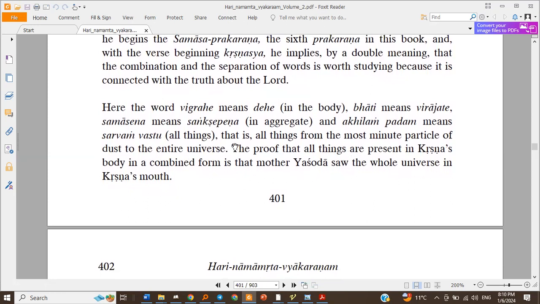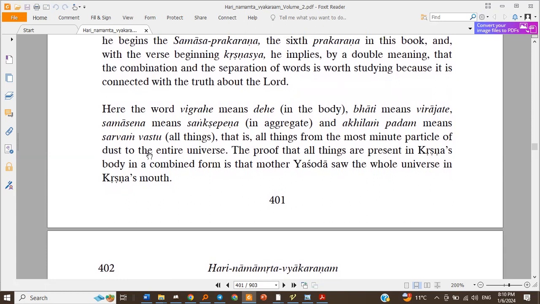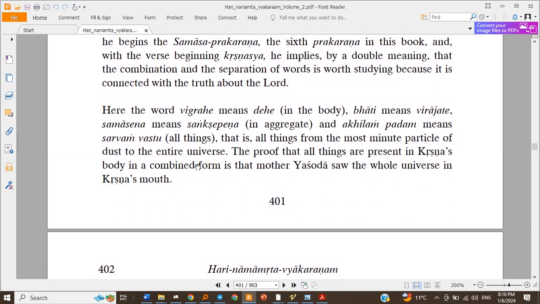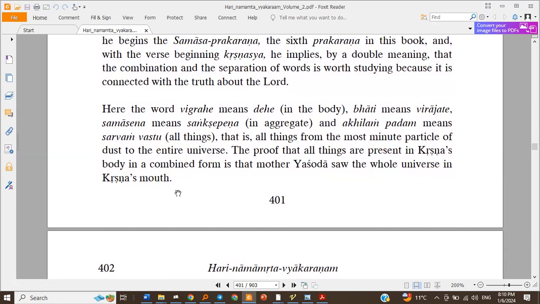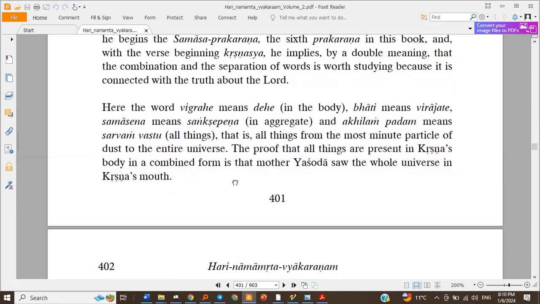The proof that all things are present in Krishna's body in a combined form is that Mother Yashoda saw the whole universe in Krishna's mouth. So that's the proof.